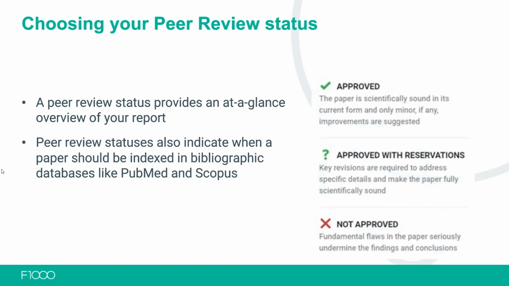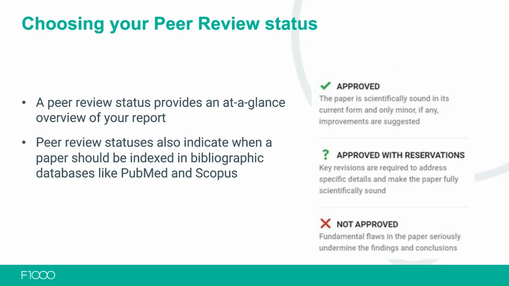Select Approved if you think the paper is basically fine as it is, and the only revisions needed, if any, are quite minor. Select Approved with Reservations if you think that the paper could be improved with revisions, and that these revisions may impact or improve the paper's conclusions. And select Not Approved if the paper needs substantial work in order to support the conclusions that have been drawn.